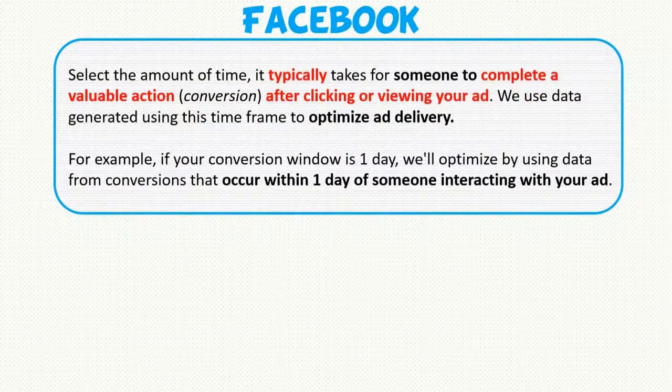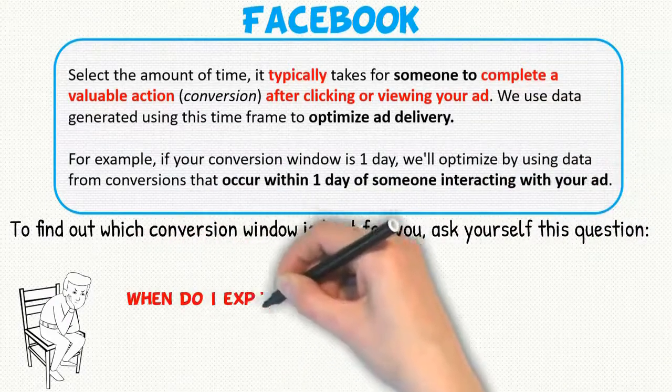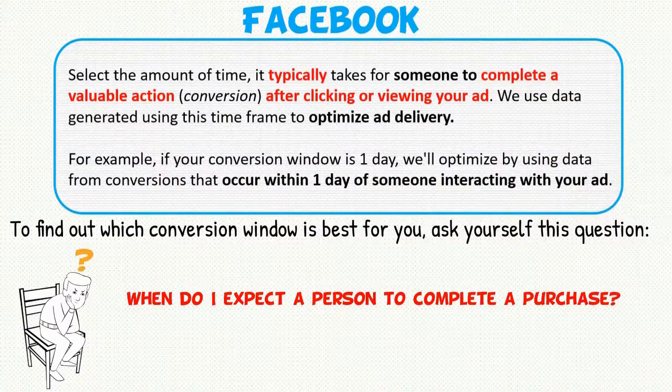Select the amount of time it typically takes for someone to complete a valuable action, conversion, after clicking or viewing your ad. We use data generated using this time frame to optimize ad delivery. For example, if your conversion window is 1 day, we'll optimize by using data from conversions that occurred within 1 day from someone interacting with your ads. To find out which conversion window is best for you, ask yourself this question: when do I expect a person to complete a purchase? To make things easier, I'm going to give you a real example.